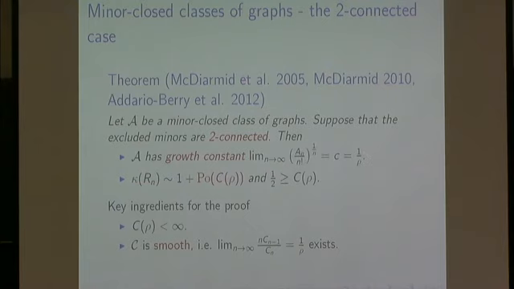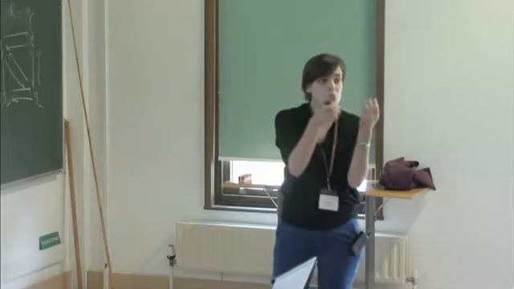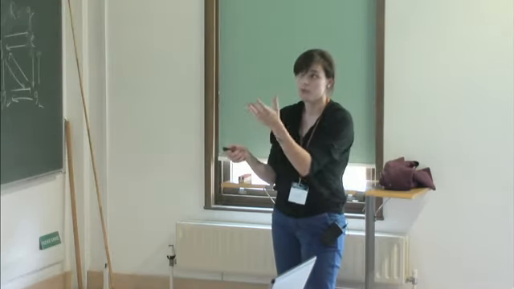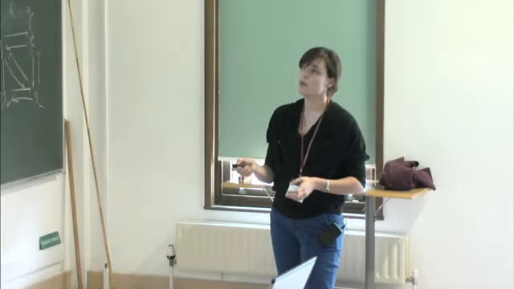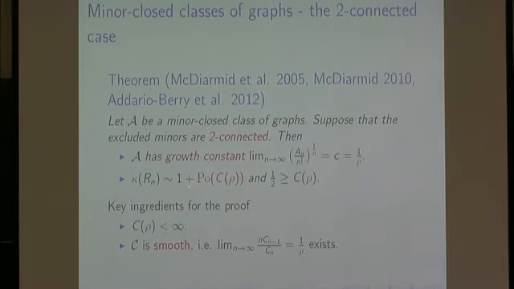And it states, let A be a minor closed class of graphs. Suppose that the excluded minors are all 2 connected. Then first of all, we can replace in our radius of convergence the lim sup by the lim. So we somehow behave rather smoothly. And the number of components is going to be a shifted Poisson law, so kind of the same behavior that we observed for trees. And we can even bound how big the parameter is going to be.